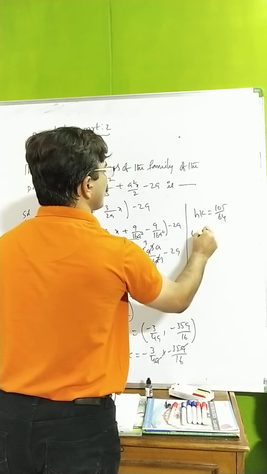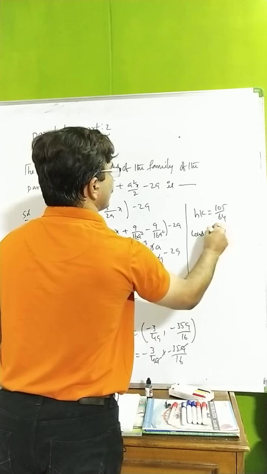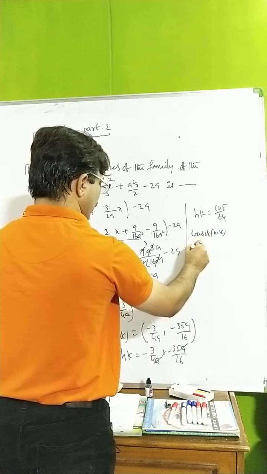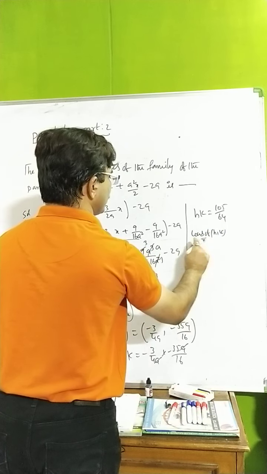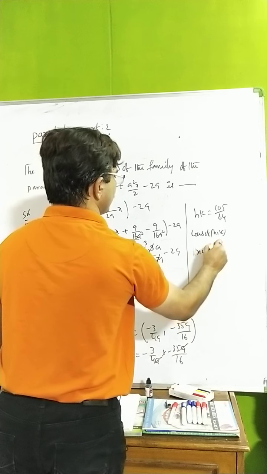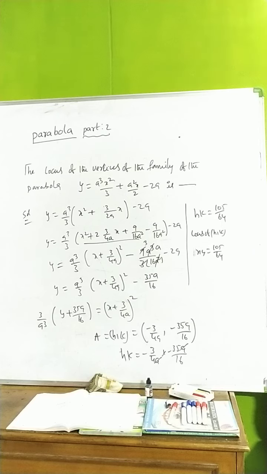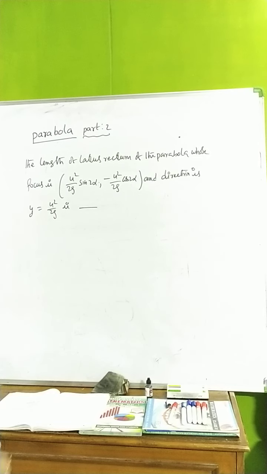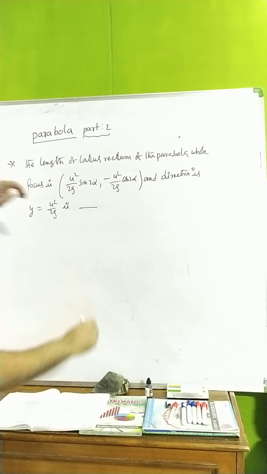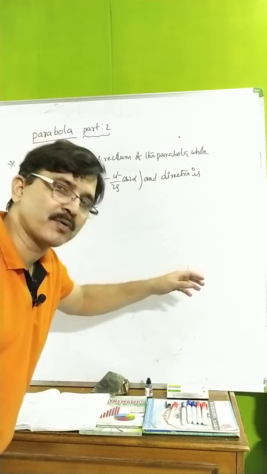But we want the locus of hk, which is nothing but xy. xy is equal to 105 by 64. 105 by 64 we got it. Like this we solve the problem. Now you see here another example. Another problem I have taken. There may be a chance to ask this type of question.